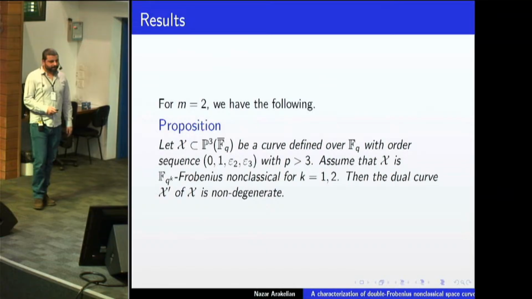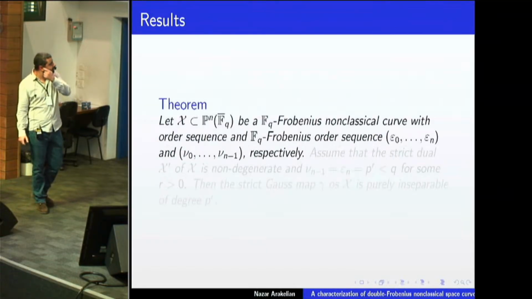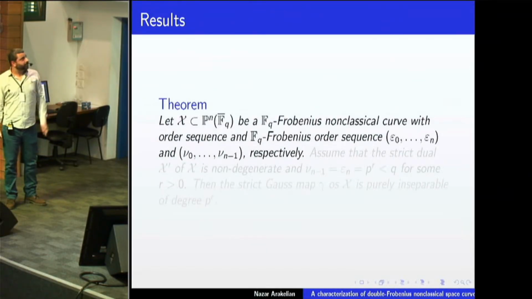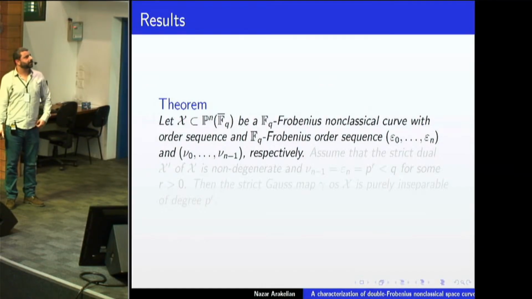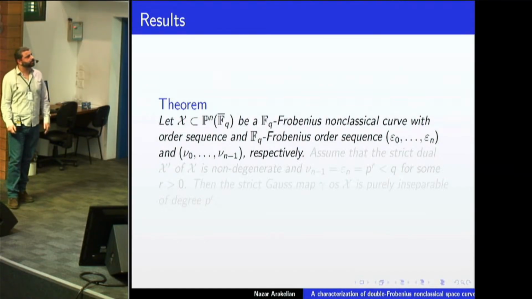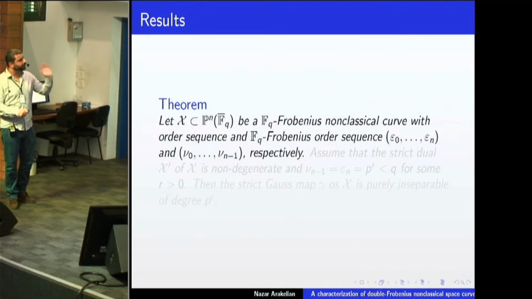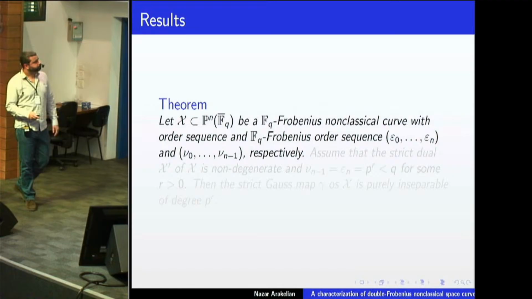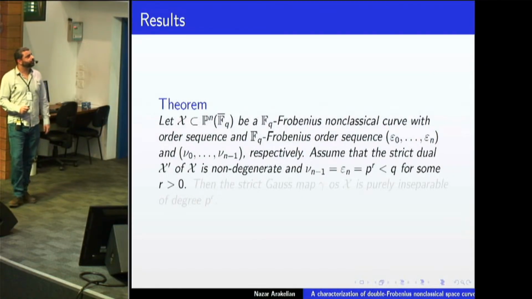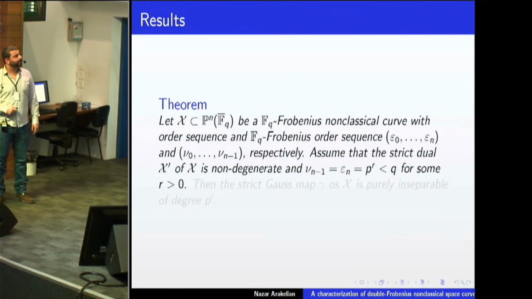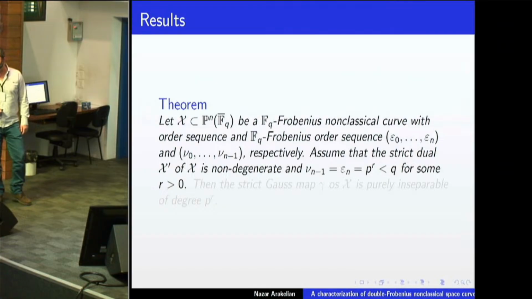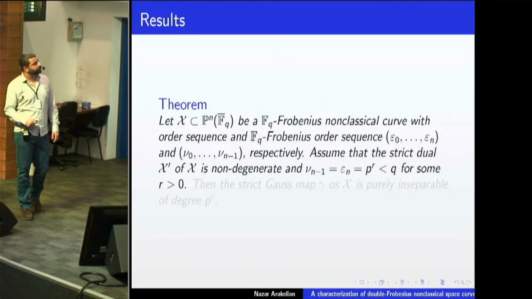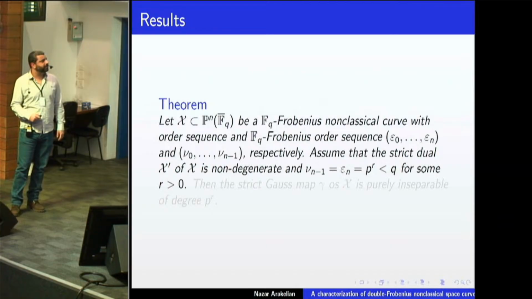Okay, and a key result to obtain our characterization is the following. Consider an Fq Frobenius non-classical curve with this order sequence and this Fq Frobenius order sequence. This holds not only in P3, but in any dimension. And assume that the strict dual is non-degenerate and the last elements of the order sequence and the Frobenius order sequence are equal to a power of p smaller than q.